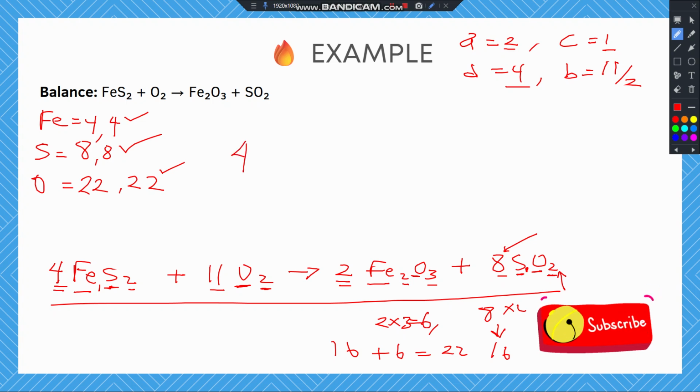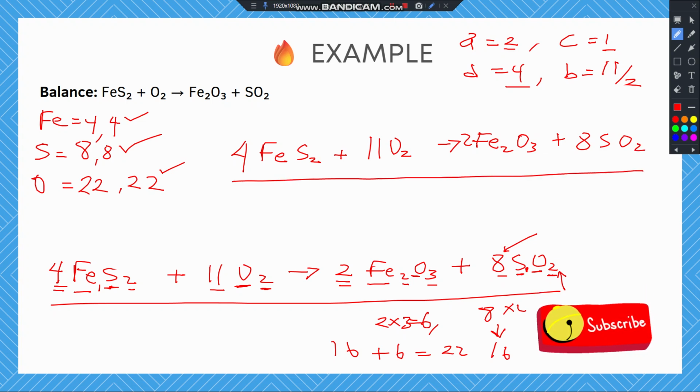One more time, let me write out the final balanced equation. 4 FeS₂ plus 11 O₂ yielding 2 Fe₂O₃ plus 8 SO₂. This, my friends, is our final balanced equation. I'm sure you enjoyed every bit of this video where we unearthed the process of balancing a chemical equation step by step using the algebraic method, from the place where we assigned letters to represent coefficients, to the place where we formed equations for each element, and to the place where we solved them to attain the real coefficients.